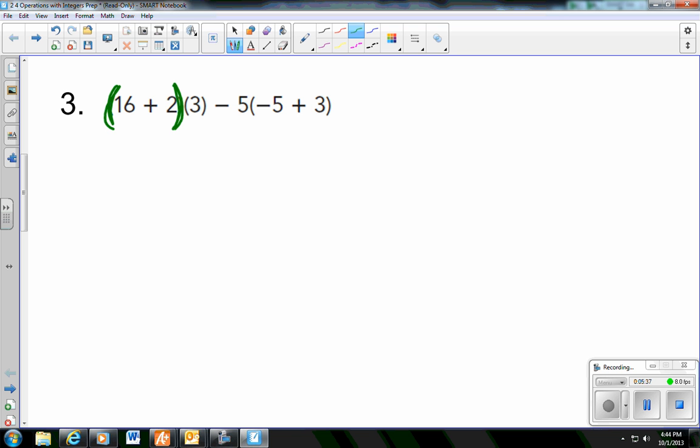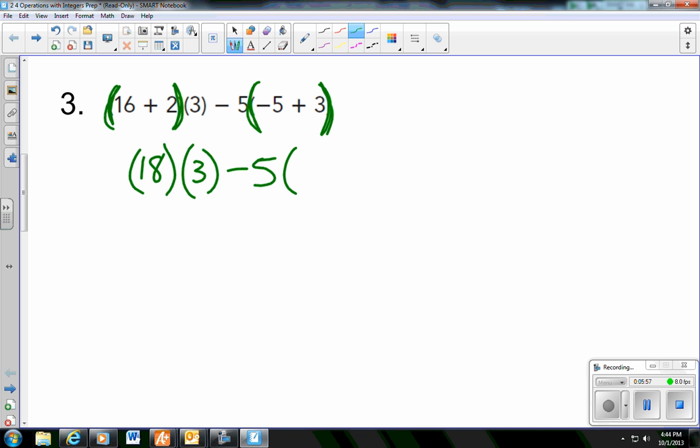There's nothing to do where the 3 is. And we've got negative 5 plus 3 in those parentheses. So we can go ahead and do both sets. They are completely separate of each other. So we can do 16 plus the 2 and get 18. And then that's in parentheses. The 3 is in parentheses.